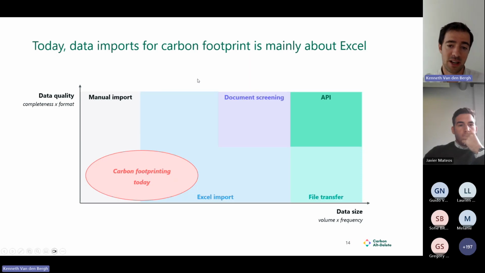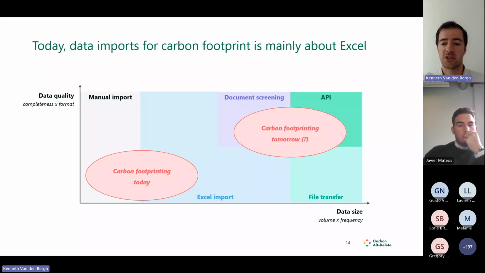We hope, but that's more like, what will the future bring? But we hope, we expect that we will move towards a world where API and document screening are more important. And personally, I'm a big believer of document screening. Again, very similar to how financial reporting works, I believe, and this is really my personal opinion, that we move to a world where companies, when they send each other invoices, put a validated carbon footprint, embedded carbon emissions from the delivered product and services, on their invoices.